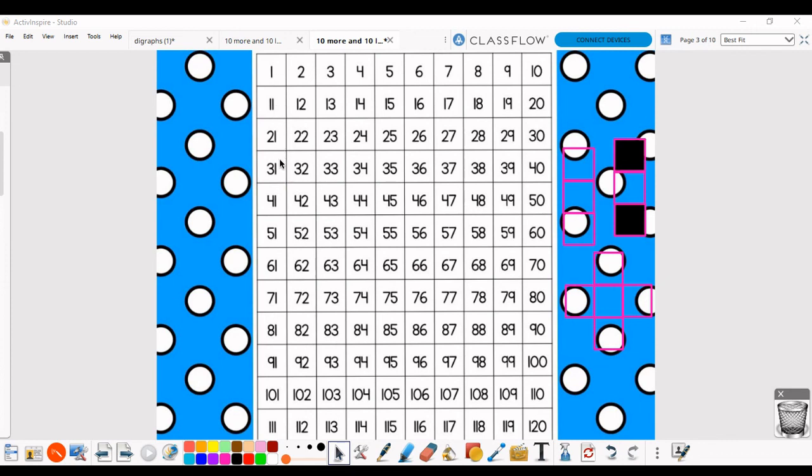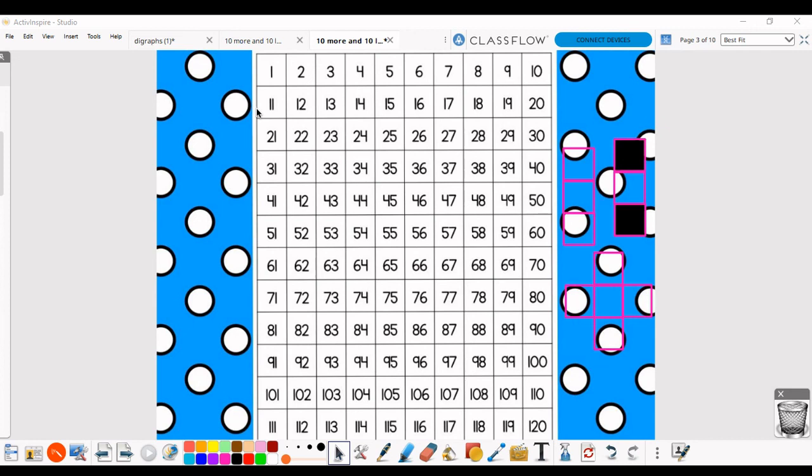So let's look at our first column. What do you notice about each number? What does each number end with? That's right, a 1. Every number ends with a 1. There is a 1 in the ones place. In this column, there's a 2 in the ones place in every number. In this column, there's a 3 in the ones place for every number. And continuing on down our 120 chart.